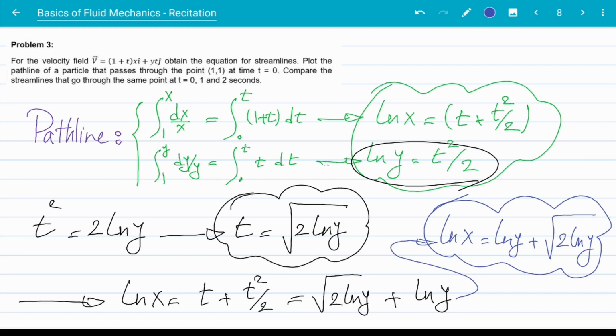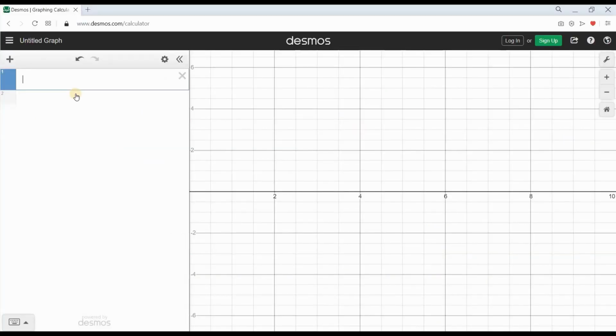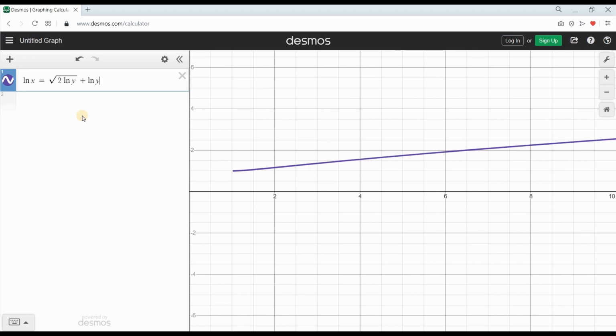All right, so here we are again with this trusty website, and I'm going to generate the path line for the particle that at time t0 was at point 1, 1. The equation is natural log of x is equal to square root of 2 times natural log of y plus natural log of y. So this purplish line here is the path line for the said particle. Now let's draw some streamlines and compare them with this path line.